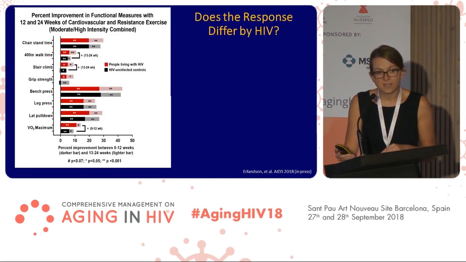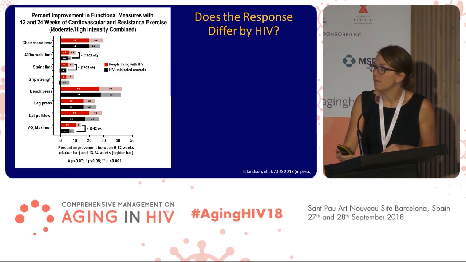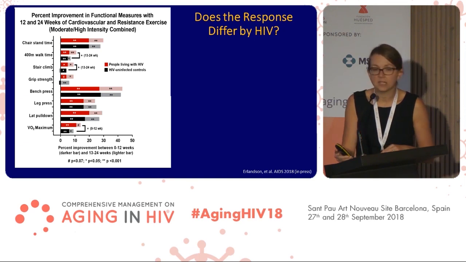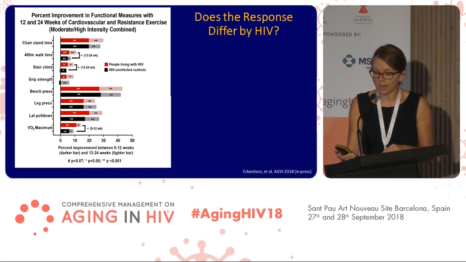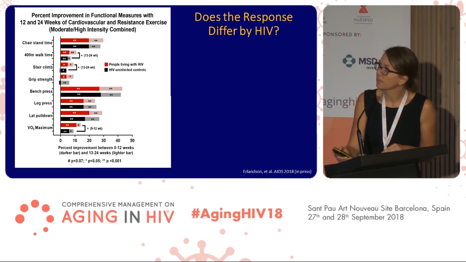So this shows kind of the summary of our initial results. Down on the x-axis, you can see the percent improvement between 0 to 12 weeks that's shown in the darker color bar, and then the percent from 13 to 24 weeks that are shown in the lighter color bar, and then the measurements on several different functional measures, starting with simple things like the chair stand and 400-meter walk, and then into some strength measures such as bench press and leg press, and then our VO2 max, which is a measure of exercise endurance. Those living with HIV are shown in the red bar, and then the HIV uninfected controls are shown in the black bar.